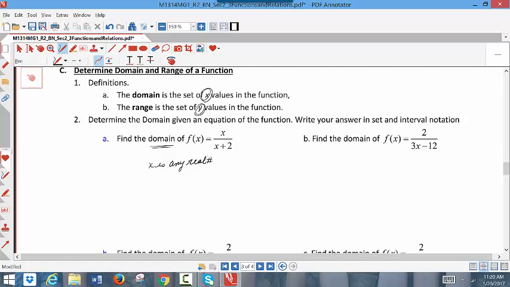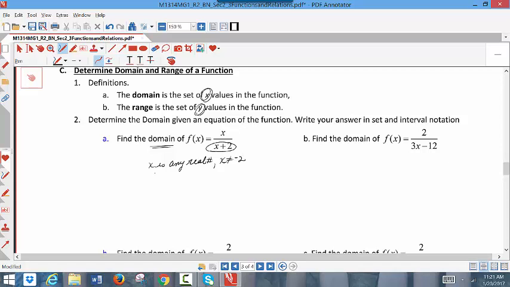And then you look again and you say, do I have a fraction or do I have a square root? Because that causes problems. Well, you do have a fraction. And when you have a fraction, the bottom of a fraction cannot equal 0, or the fraction is undefined. So in this case, if I let x be negative 2, the denominator would be negative 2 plus 2, which is 0, and I cannot have that. So x is any real number, but x cannot be negative 2. That is your domain.